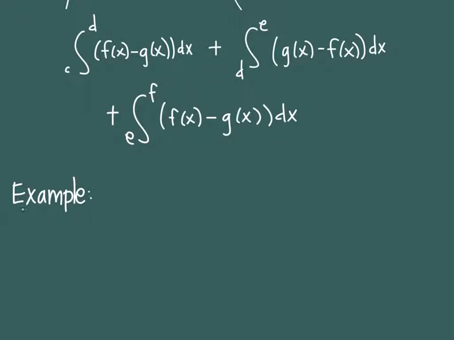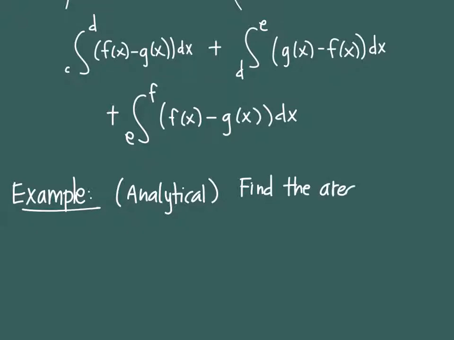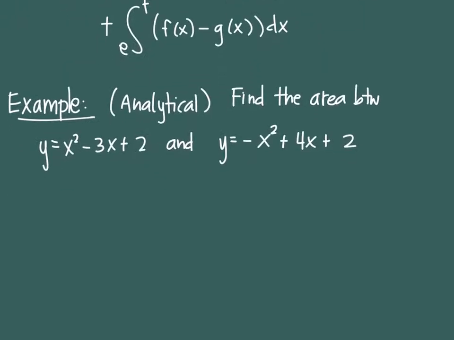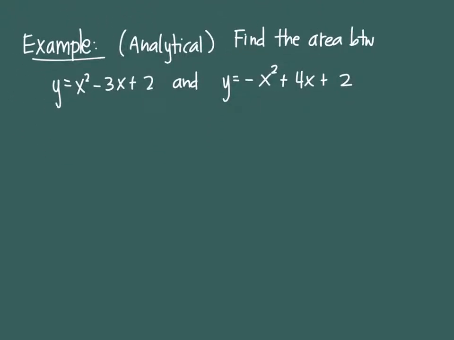All right, so without our calculator. This is called analytical, which means don't use your calculator. So find the area between the following functions. y equals x squared minus 3x plus 2, and y equals negative x squared plus 4x plus 2. We're going to do this totally without our calculator and just with what we know about functions.